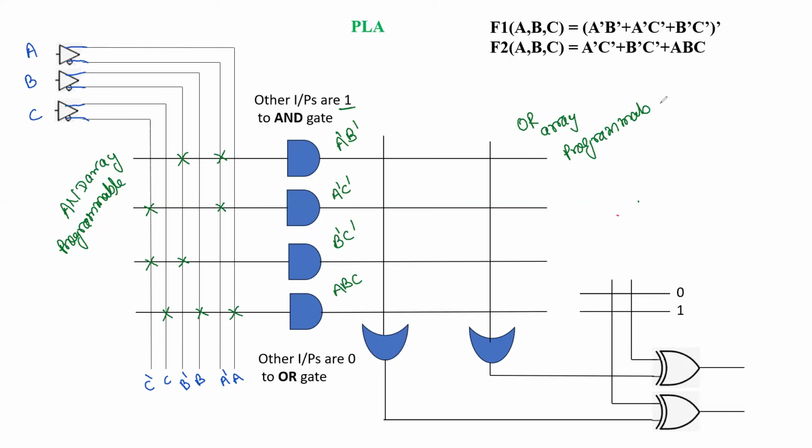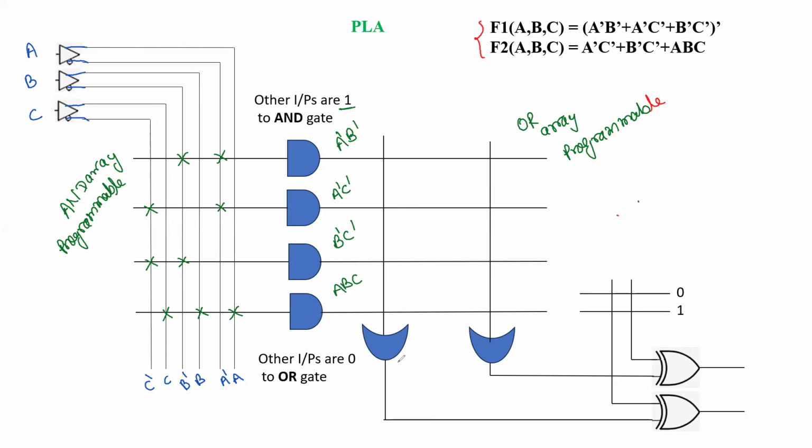Since it is programmable, that's where we use the logic array symbol. Now two functions are given here, one is F1 and another is F2. Since we have two functions, the number of OR gates is 2. The number of OR gates depends on how many functions there are, and the number of AND gates depends on how many unique product terms there are. So we have two OR gates here. One OR gate will be used for F1, another OR gate will be used for F2.